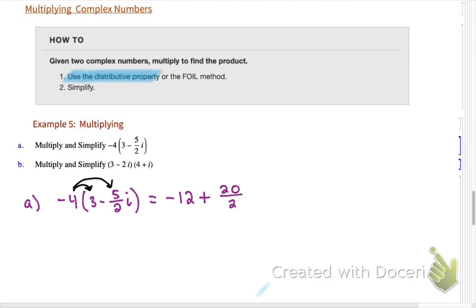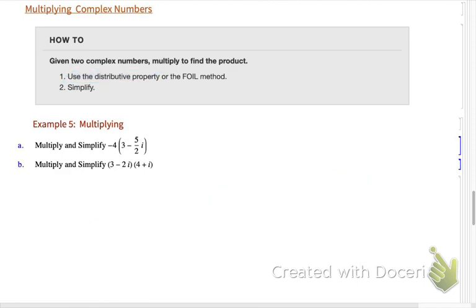We still have the divided by 2, and we still have the i. And then, of course, we still have the negative 12 out front. 20 over 2 can be reduced to 10. So when all is said and done, we're going to get negative 12 plus 10i. Okay, so again, it's no different than multiplying, say, 5 times x plus 2. We just distribute the real number to both terms inside the parentheses and simplify.